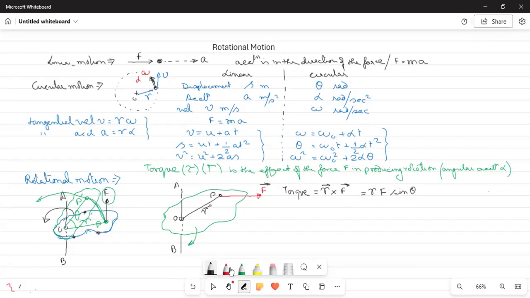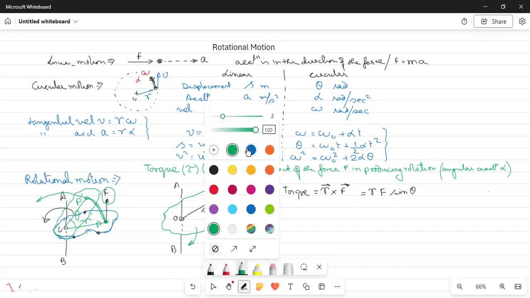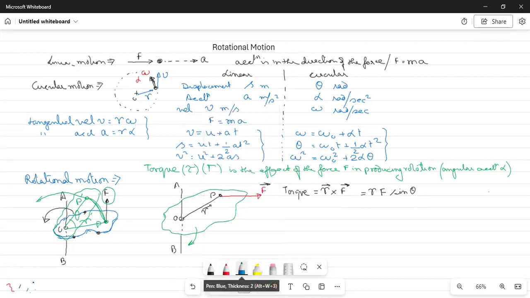Now, what is this angle? Let us also try to find out. This angle is theta, the angle between the vector R and vector F, but by the vector algebra rule, theta is always the smaller angle between the two vectors. So torque is R F sin theta, or the vector product of R and F.